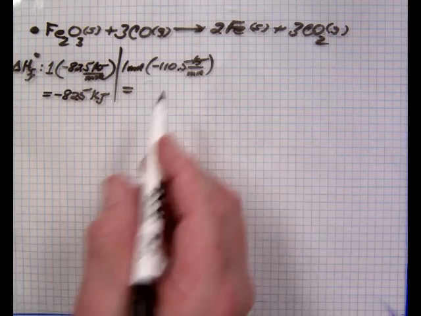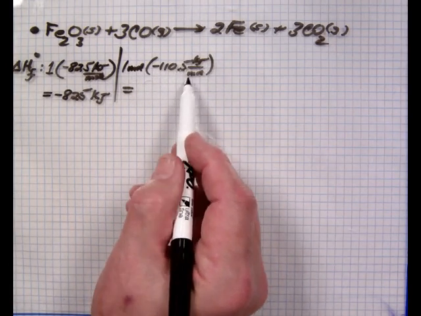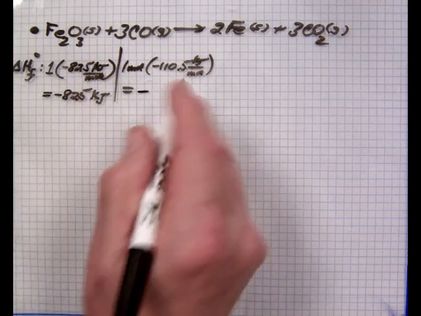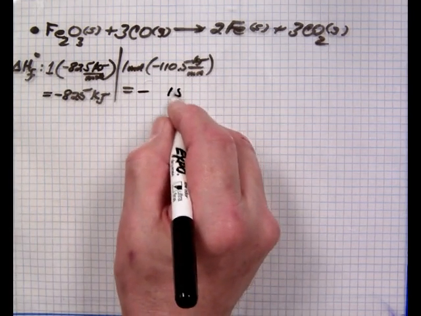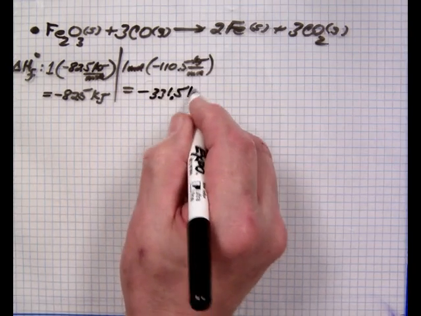For carbon monoxide, it's 3 moles times a minus 110.5 kilojoules per mole, and that gives us a minus 331.5 kilojoules.